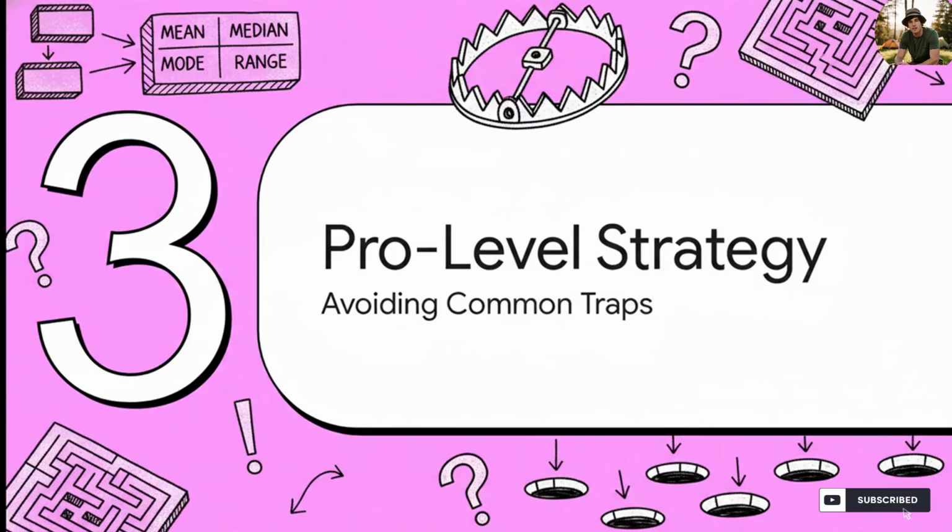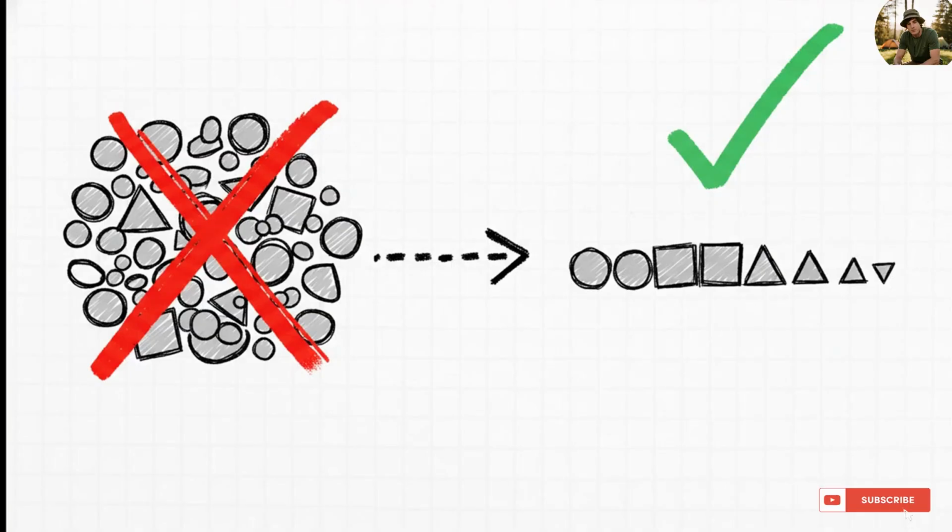You know, knowing the definitions is half the battle. Now, let's get into the pro-level strategy by learning how to spot and, more importantly, how to dodge the common traps the ACT sets for everybody. This right here is, without a doubt, the single most common trap. Students feel the clock ticking, and they just forget this one critical step for finding the median. If you don't put the numbers in order from least to greatest before you look for the middle, you will get the question wrong. So always order the data first.